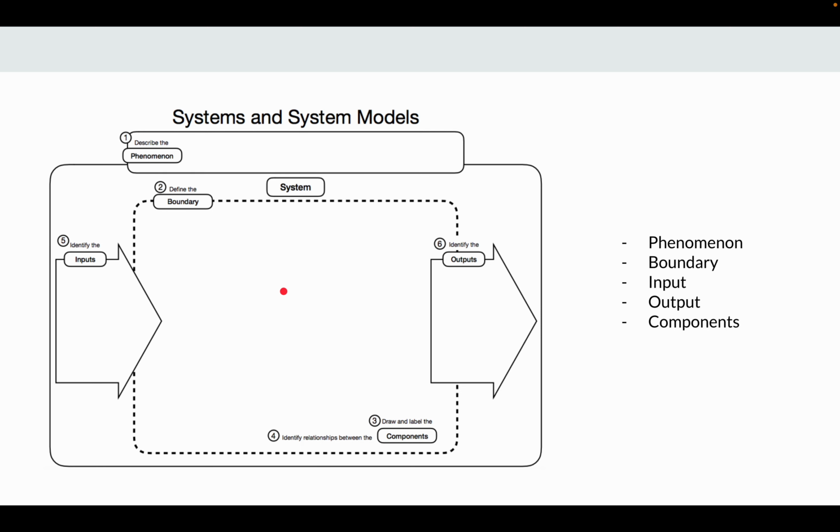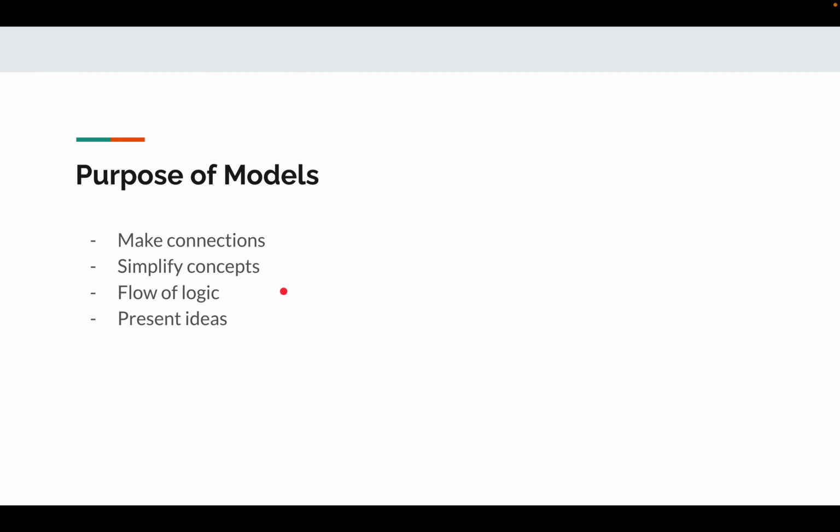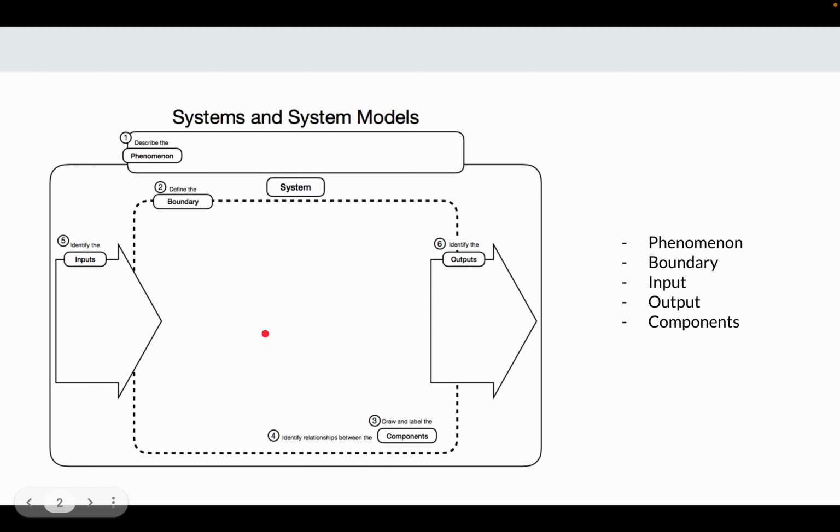And this will lead us to our next part. What is the purpose of models? The purpose of models is usually to make connections, simplify concepts, establish a clear line of flow of logic, and present ideas. And it's the same with any model. For example, our model over here presents a clear flow of logic of how the inputs change during the mechanism to the outputs.